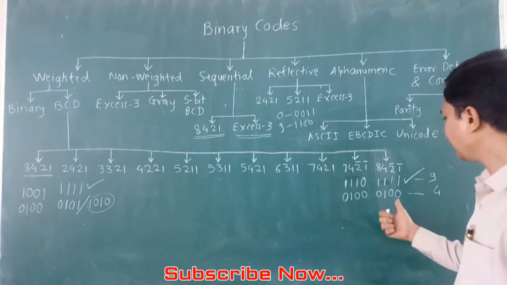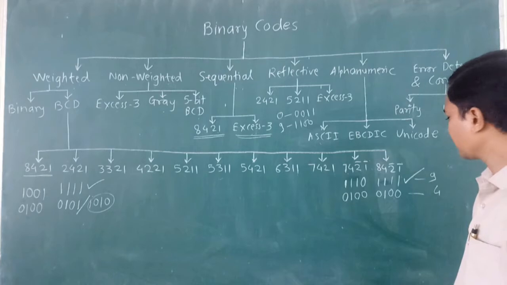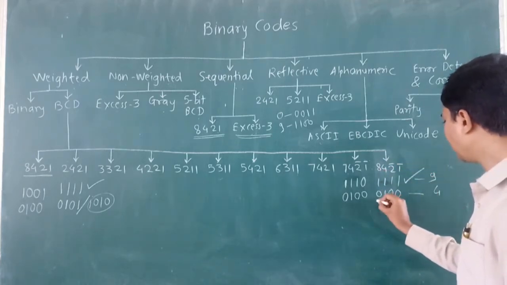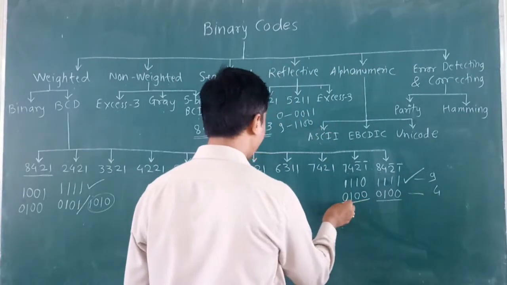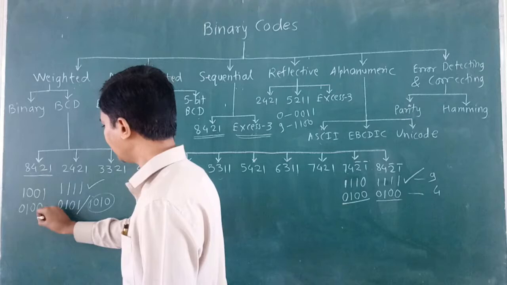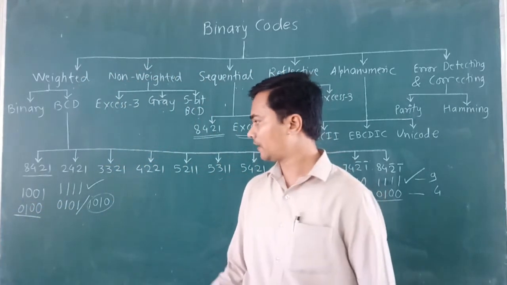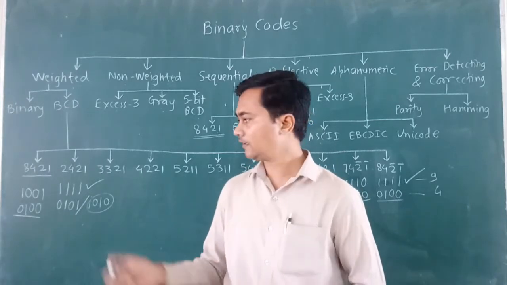Now again, in all these codes you can find the value represented. In the 8421 bar 2 bar 1 code the value is represented by 0 1 0 0, and here it is also 0 1 0 0, and in 8421 again the same value, 0 1 0 0.